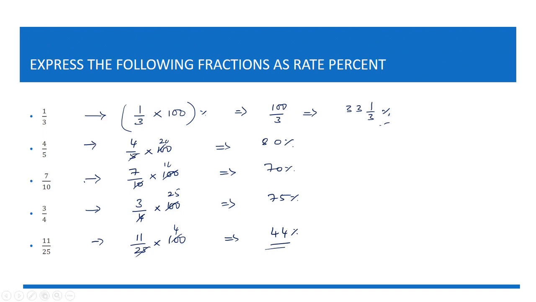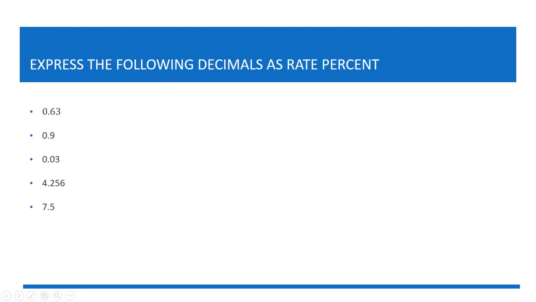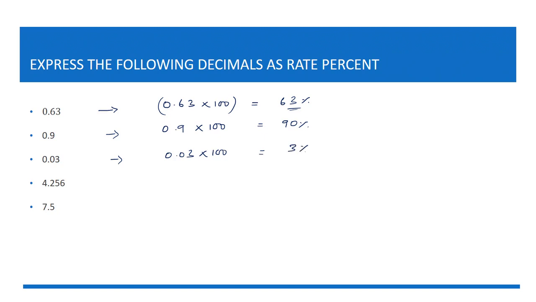Then the next one is express the following decimals as rate percent. They have given in terms of decimal, we are supposed to express in terms of percentage, right? 0.63, that should be multiplied by 100, that's it, which is going to be 63%, right? 0.9, so now I am going to multiply 0.9 with 100, which is going to be 90%, right? If it is 0.03 into 100, you know how to multiply decimals, so here it is going to be 3%.